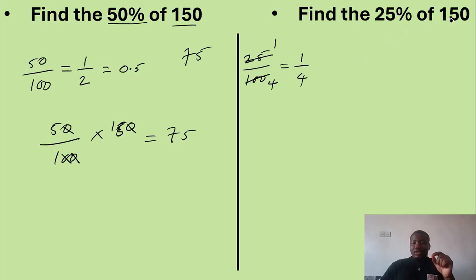So when you're looking for 1 over 4 of 150, if you divide 150 by 2, you have 75. And if you divide 75 by 2, so if you say 70 divided by 2, that's 35. And 5 divided by 2, that's 2.5. So that will be 37.5.